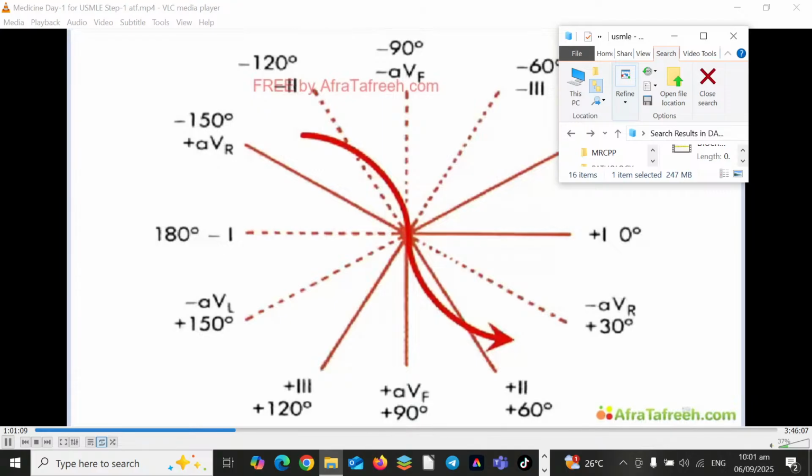Correct. So it should be a negative deflection. Someone says positive. Why? If we are talking about AVR, the electricity is going away from AVR towards lead 2. So it should always be negative. We said if someone takes money away from that electrode, you will become net negative. That is what is happening with the AVR lead.